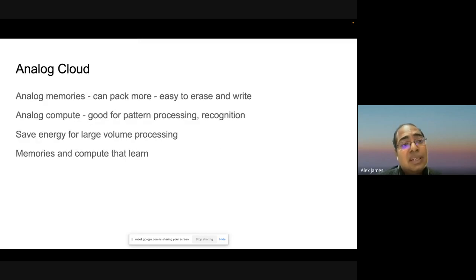So thinking about that, one could think about analog memories. You could think about analog computing. Analog computing will be good for pattern processing, recognition, and things like this, whereas memories could pack much more than the digital memories that are out there. For the vast majority of applications, just like our brain, we probably don't need to keep a lot of information for a long duration of time. It's all about storing it temporarily, processing it and moving to the next thing. So a large majority of tasks is like that.